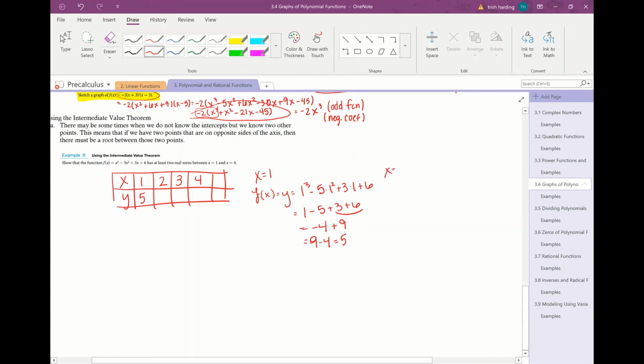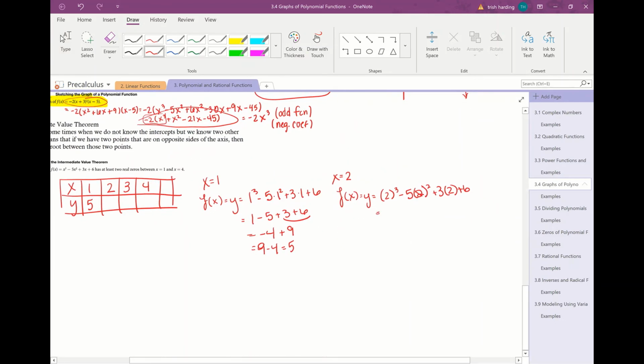So now we'll look at 2. Let me see, 2 to the third minus 5 times 2 squared plus 3 times 2 plus 6. And that's going to give us 4, 8 minus 20 plus 6 plus 6.